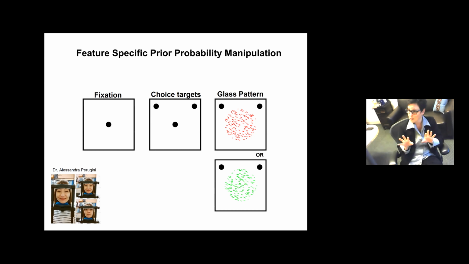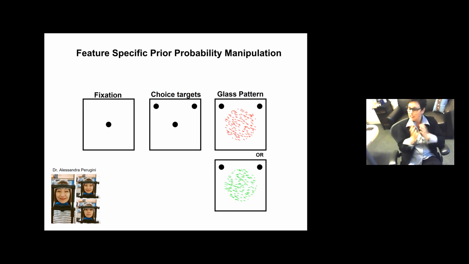She didn't tell the subjects this, right? They had to learn these statistics implicitly. She randomly interleaved all these trial types. So what she had was on a bunch of trials, say for the red glass pattern, 80% of them would occur left, 20% would occur right. And then for the green one, 50% would occur left and 50% would occur right.